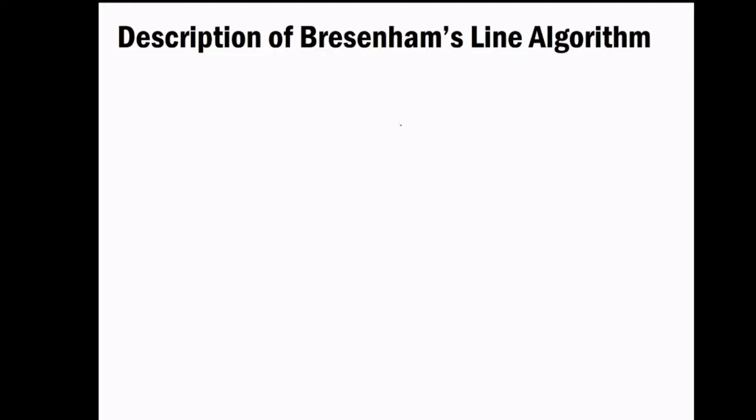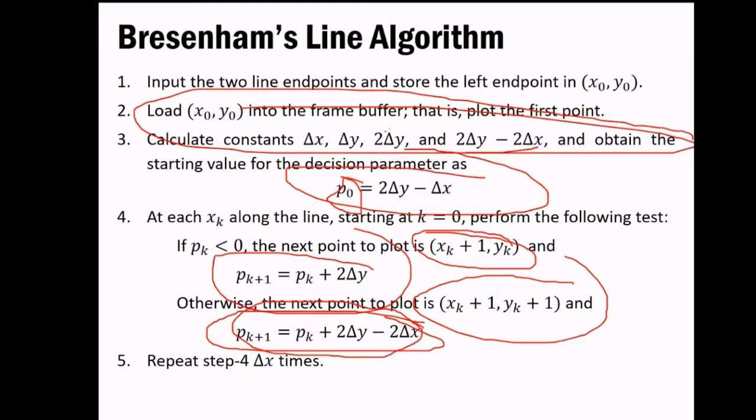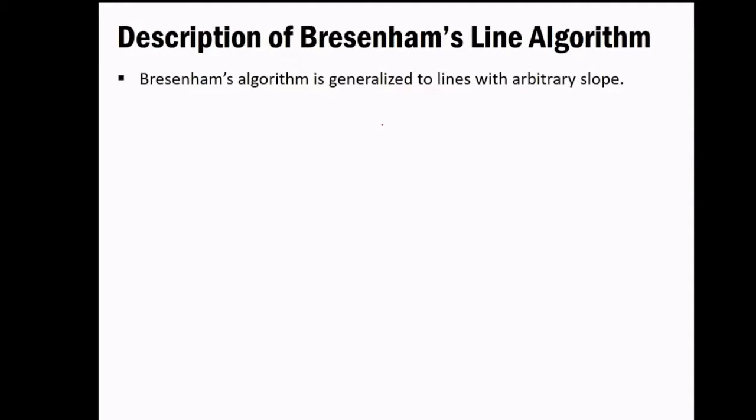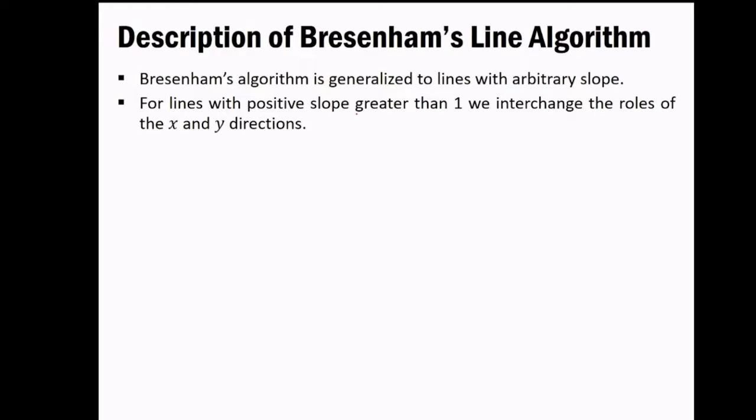Okay, so a few things that you have to keep in mind. It is generalized to a line with arbitrary slope. If this is the simple case that you have, then you can consider this algorithm. But what if the slope is greater than 1?